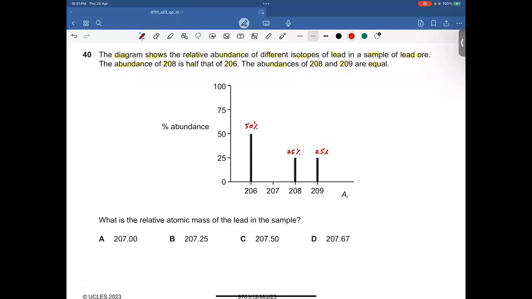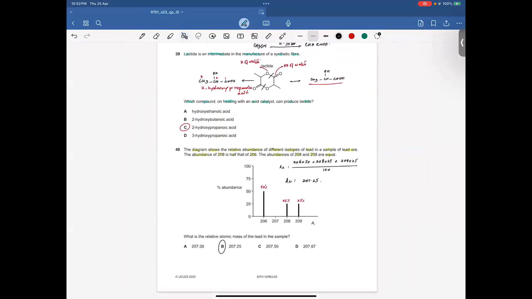Let me take out the relative atomic mass of this. I've given you the expression for this. Mass of first isotope, which is 206, times abundance of first isotope, which is 50, plus mass of second isotope times abundance of second isotope, which is 25, plus mass of third isotope, which is 209, times abundance of third isotope, which is 25, divided by total abundance. So Ar is going to be 207.25. So I believe B is going to be the right answer. That's the end of this paper, guys.